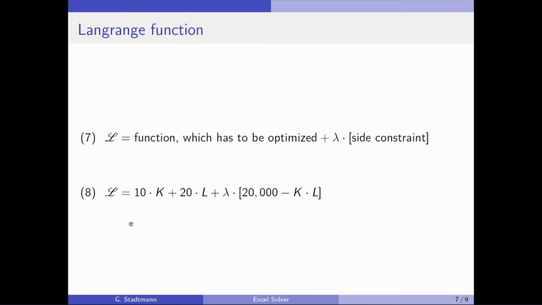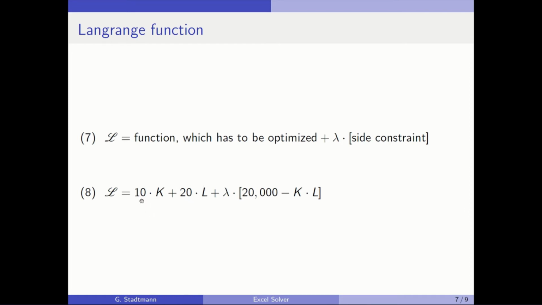The Lagrange function is set up in the following way. In the first part of the Lagrange function, there is a function which has to be optimized. And then we add the so-called Lagrange parameter, a lambda, and then in brackets we have the side constraint. In our assignment, we should minimize the cost.